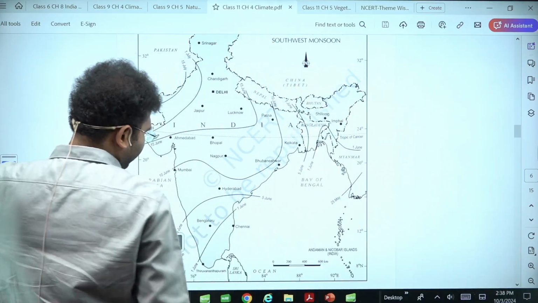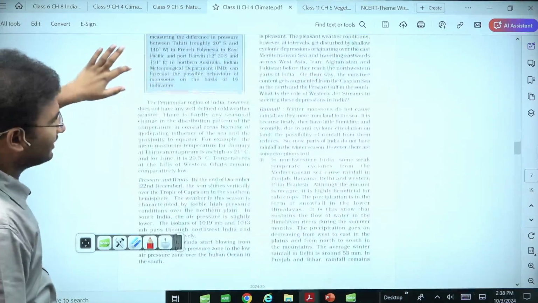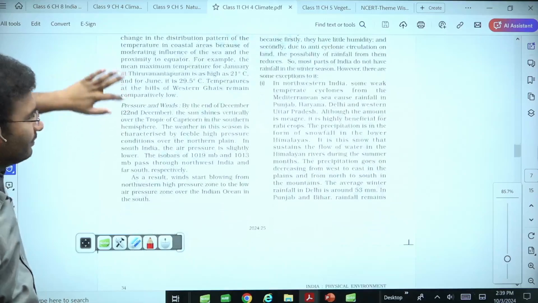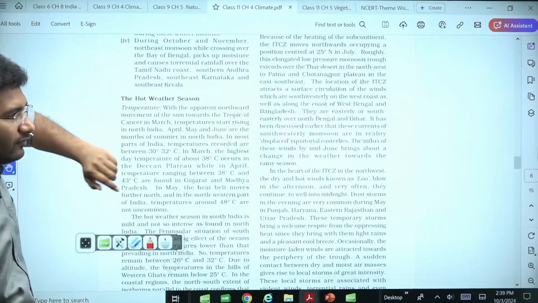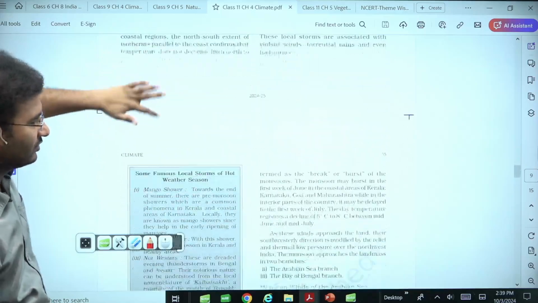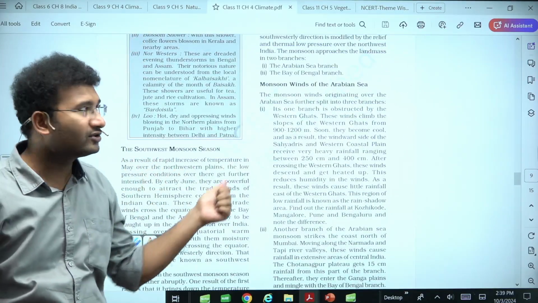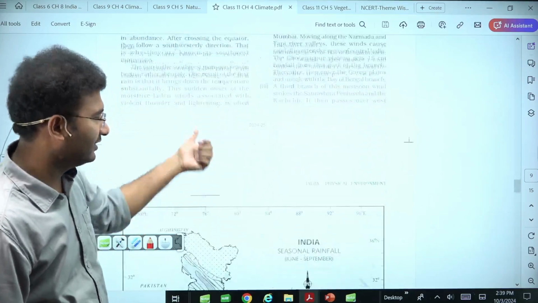So let's try to understand what exactly is happening during the cold weather season, and what exactly is happening during the warm weather season. For this, you need to understand the pressure belts, also the jet streams, and how rainfall happens in the hot weather season, what the ITCZ zone is, all these aspects in a single manner. The southwest monsoon, the monsoon winds of the Arabian Sea, all these aspects we'll be learning in a detailed manner.